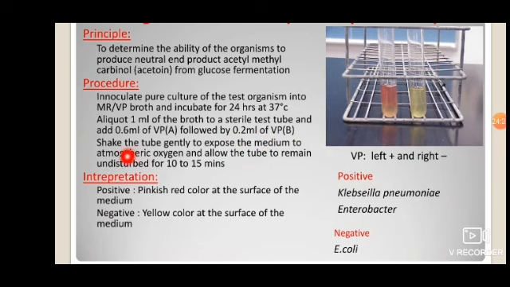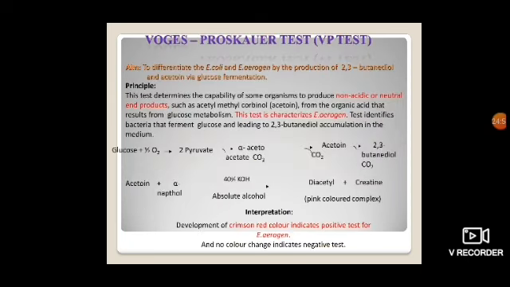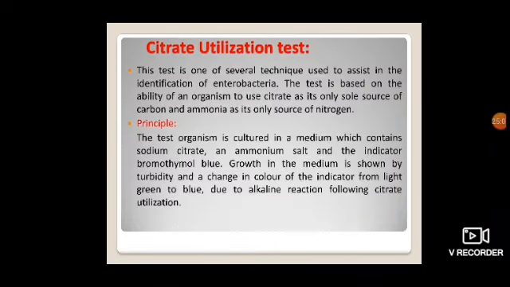After adding these, shake the test tube gently to expose the medium to atmospheric oxygen, and after 10 to 15 minutes we can observe the result. If the coloration is pink, it is positive, and if it is simply yellowish, then it is considered negative. So this is the Voges-Proskauer test, and with the help of that reaction we can observe it.